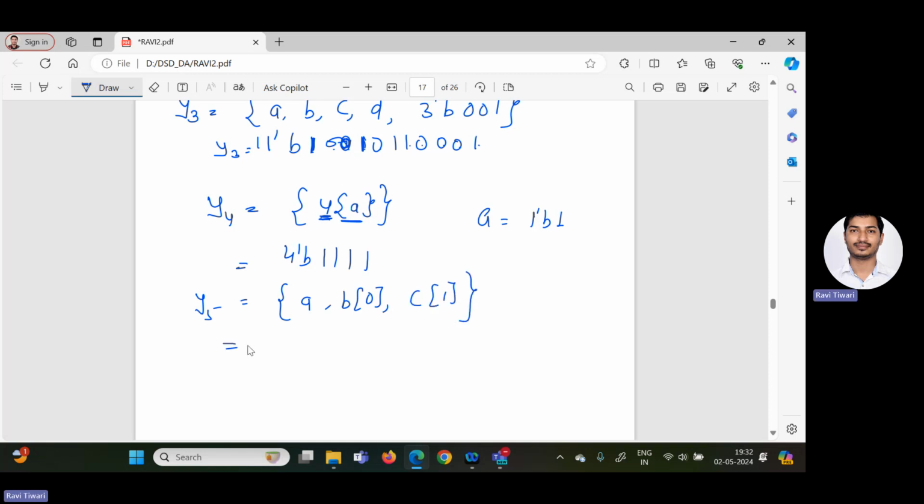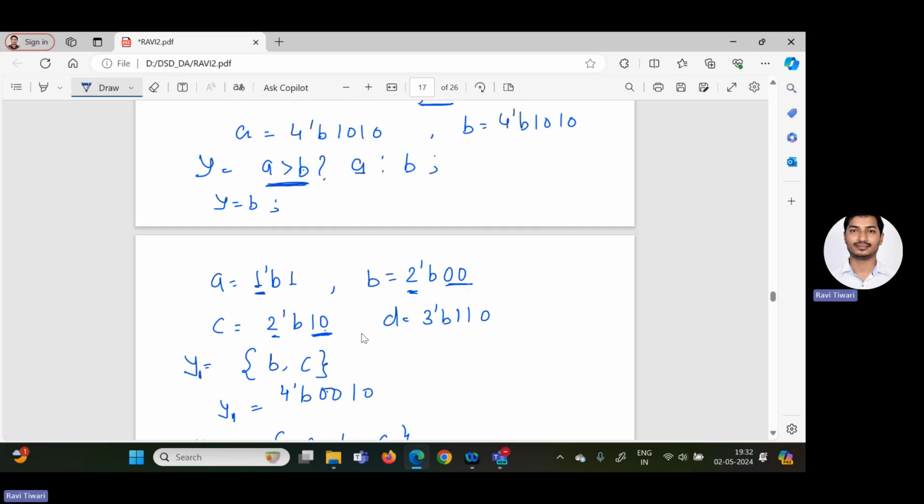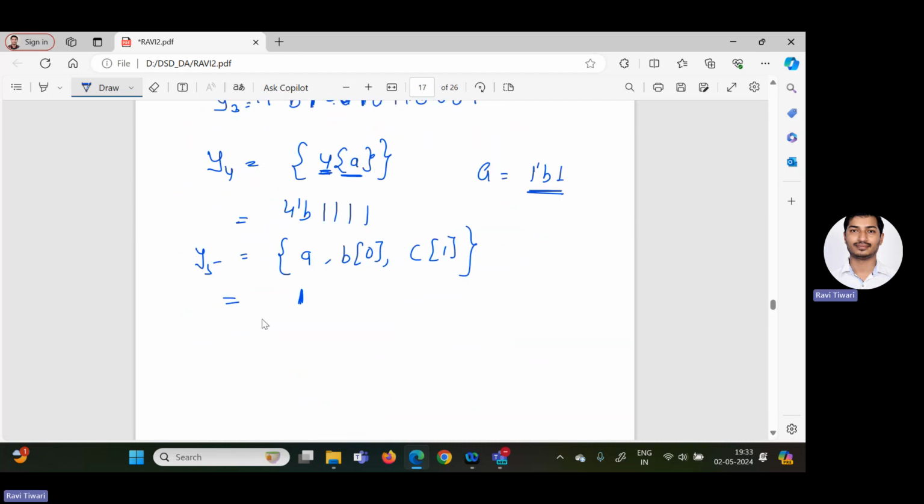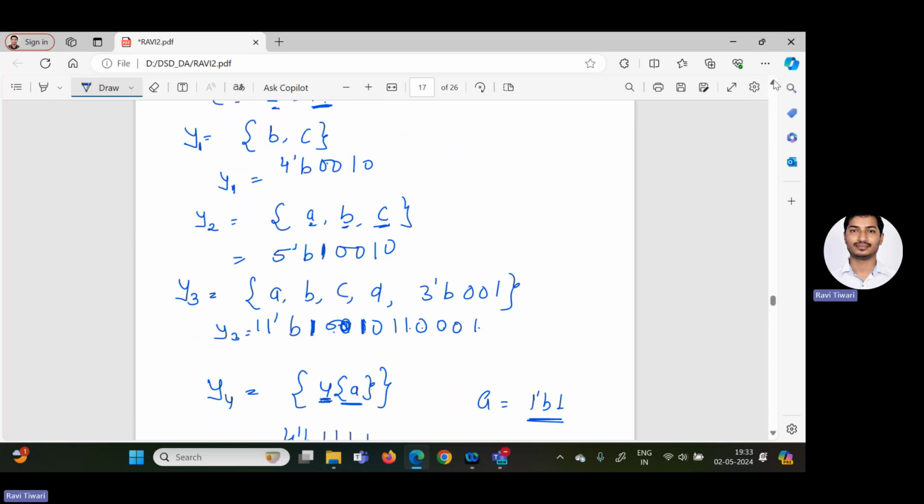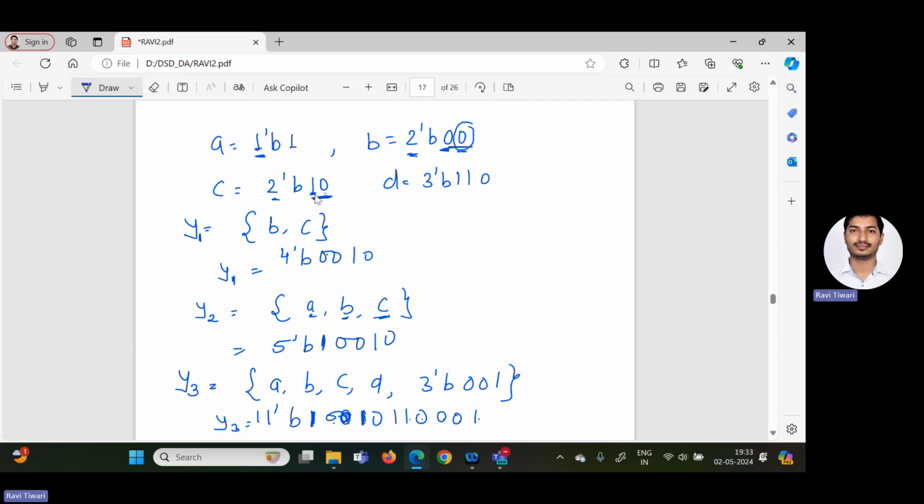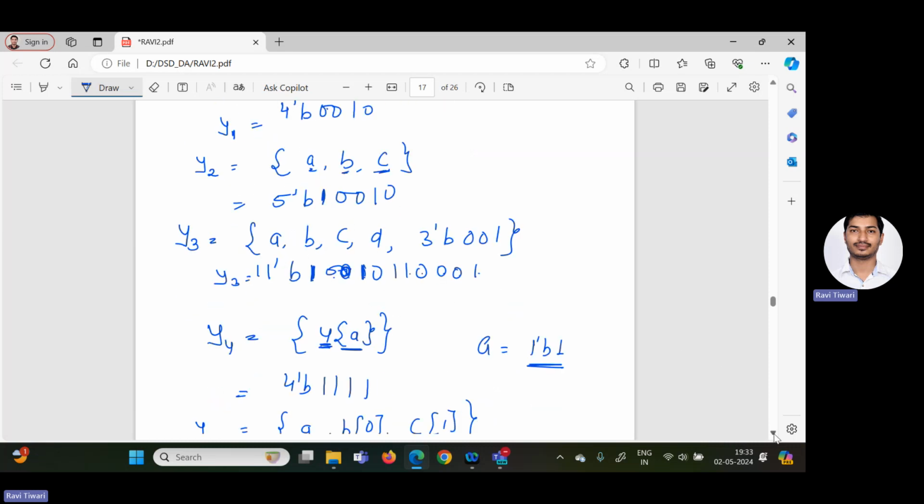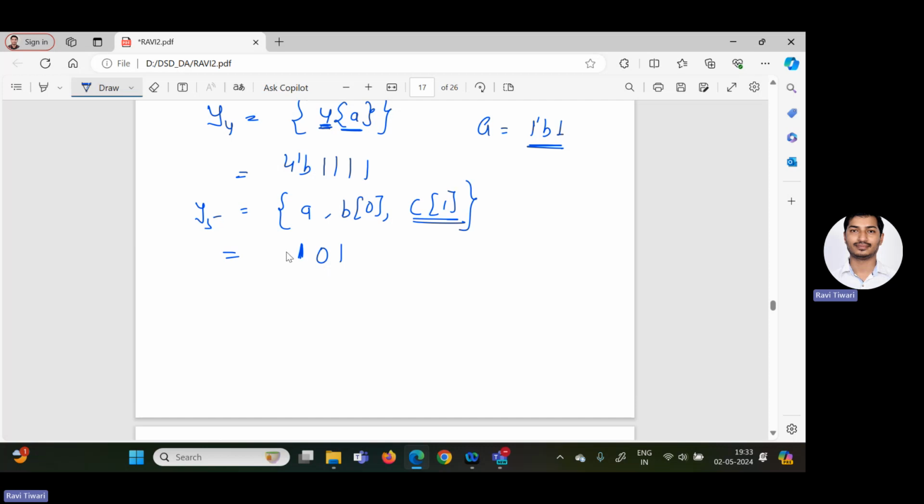Now, for example, I have written Y5 as {A, B[0], C[1]}. So first you have to write down A. A we already know that is 1. B[0] means what? It is the least significant bit of B. Least significant is this one, right? So it's B0, and this is B1. We require only B0. So B0 will be 0 here. What is C[1]? C[1] means the second least significant bit of C. It's C0, and this is C1. So here you have to write down C1, that is 1. So now how many bits are there? 3 bits. You can write down 3'b.